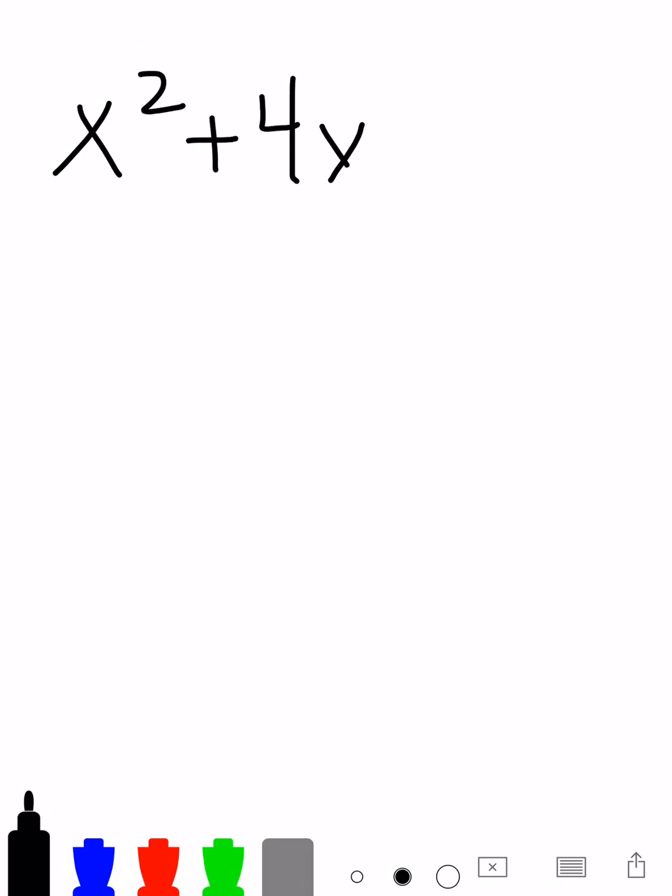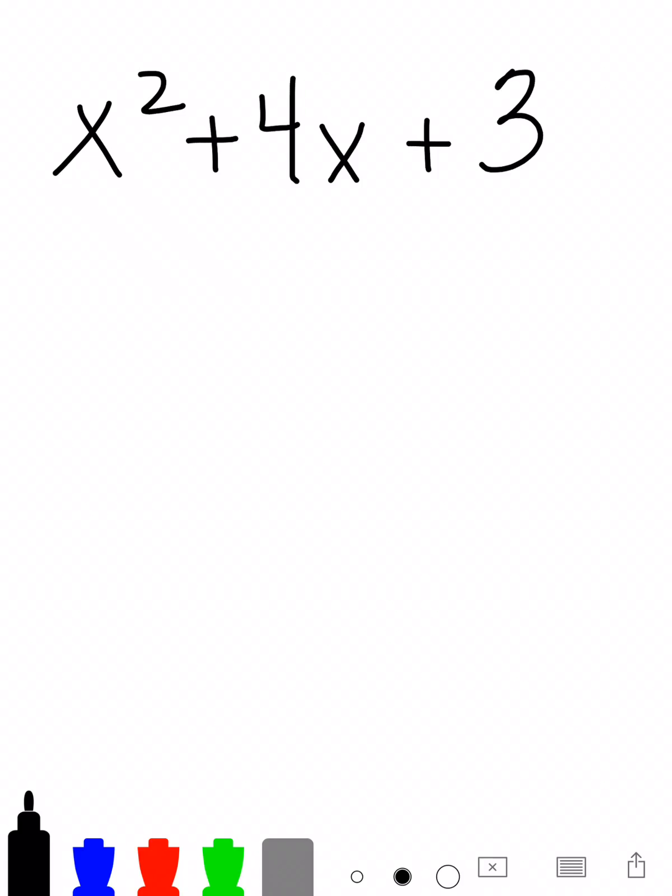Let's try another one. Let's say we're given, let's change the color, this problem: x squared plus 4x plus 3. Pause the video and see if you can do it on your own.